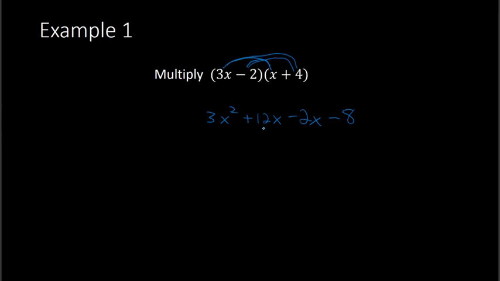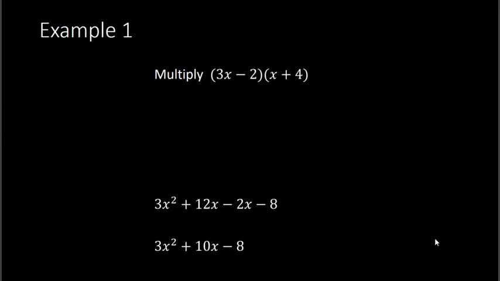So then I can combine like terms, the 12x minus 2x. So 12x minus 2x would be 10x. So we have 10x minus 8. So that is my solution. Now the question is, how can we do this in our heads so it's a little bit quicker? So let me walk you through the same process again, but this time we're going to point out some other things.